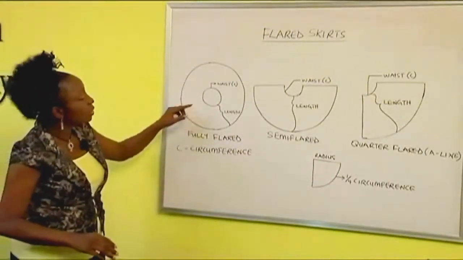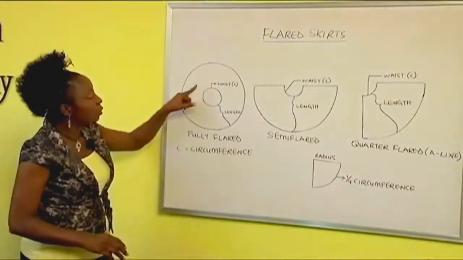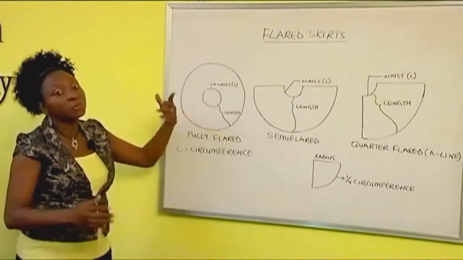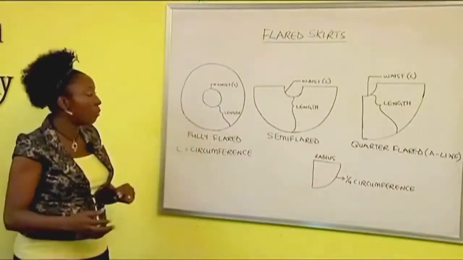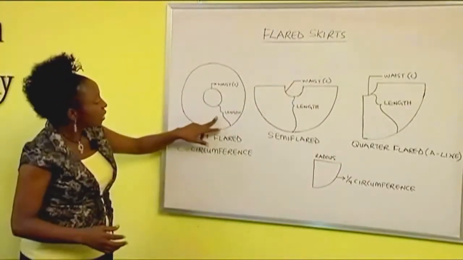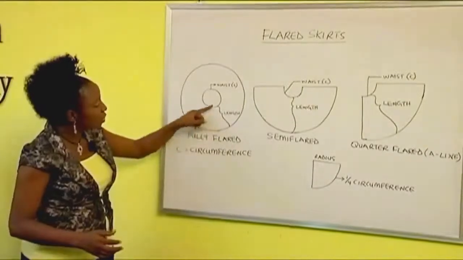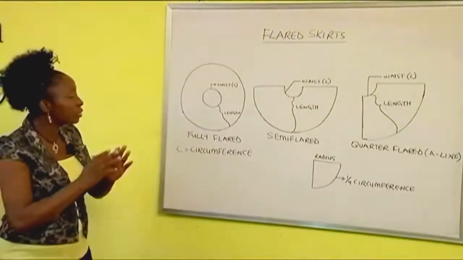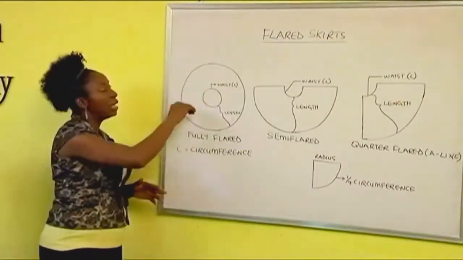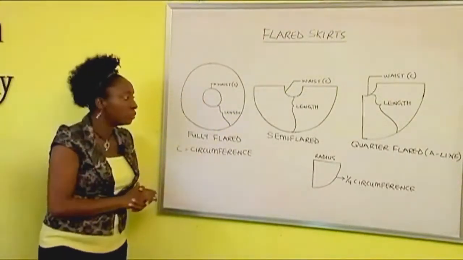What I have done is to show you that this inner circle represents the waist, which mathematically is called the circumference. That's what the C is for. Then the length is here, in between the two circles. Now the fully flared skirt is made up totally of a full circle and an internal circle.